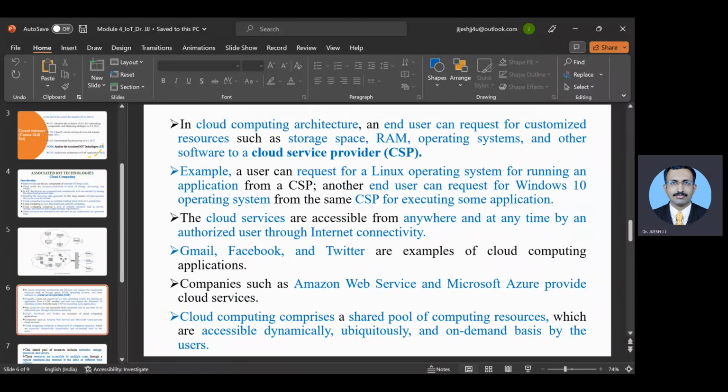So you can see that the end user requests a Windows 10 operating system from the cloud service provider for executing the application. Some of the applications need Windows 10, some of the applications need Linux. So it depends on the user which application he is running. You might have practiced all these things on a day-to-day basis, is it not? So cloud services are accessible anywhere at any time.